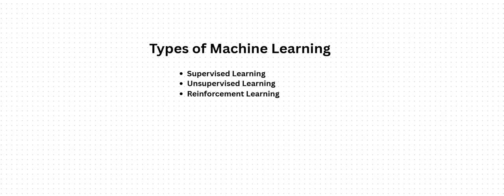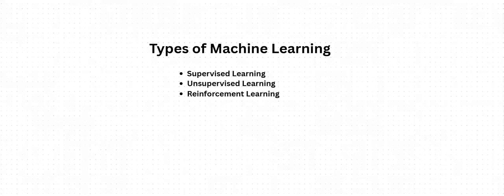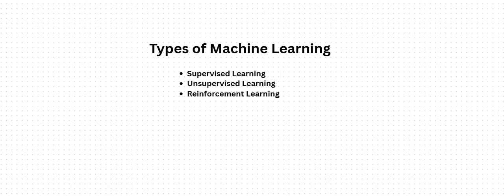And the third type is reinforcement learning. This is based on trial and error. The machine learns by interacting with an environment and receiving feedback in the form of rewards. For example, self-driving cars learn by making decisions, such as speed up, slow down, turn left or right, and receiving feedback on whether the decision was safe or not. To summarize, supervised learning learns with labeled data, unsupervised learning learns with unlabeled data and finds patterns, and reinforcement learning learns from feedback through trial and error.